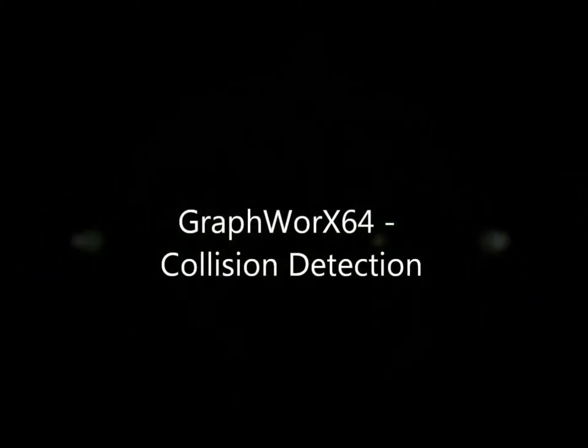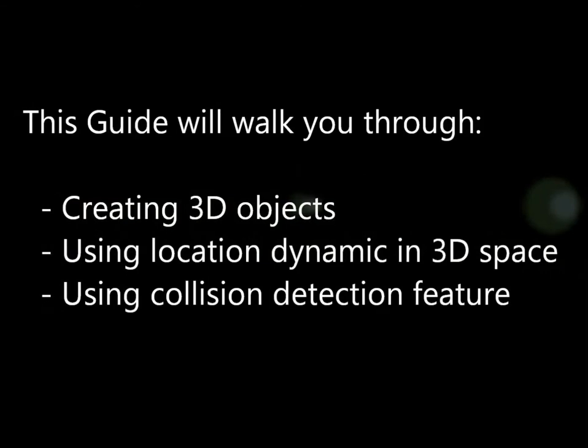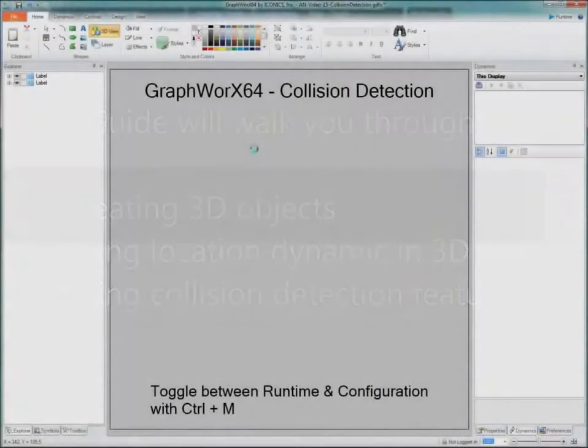This video discusses how to create three-dimensional objects in GraphWorX64 to simulate real production models, how to use the location dynamic in three-dimensional space, as well as how to use the collision detection feature to trigger a variety of actions. GraphWorX64 collision detection. GraphWorX64 is capable of detecting the collision of two or more objects in a 3D world.